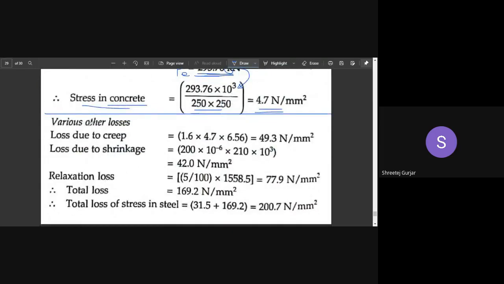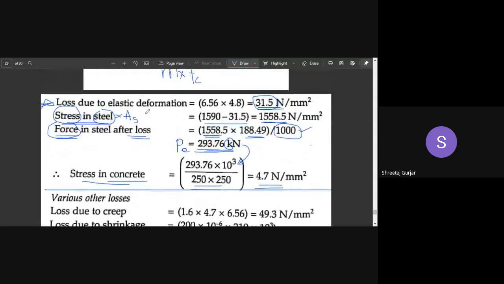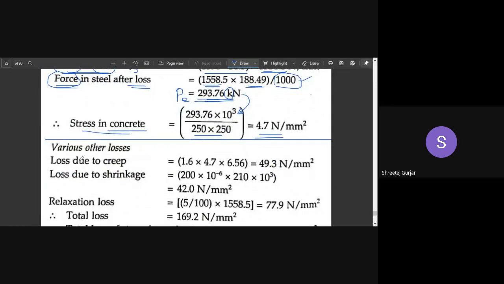Various other losses. After we are done with stress in steel and stress in concrete, that was the first part of your question. Now we have to find out the various losses which are occurring. They have given us some coefficients: the coefficient of creep, and the shrinkage strain also they have provided. With the help of that, we can calculate various other losses.